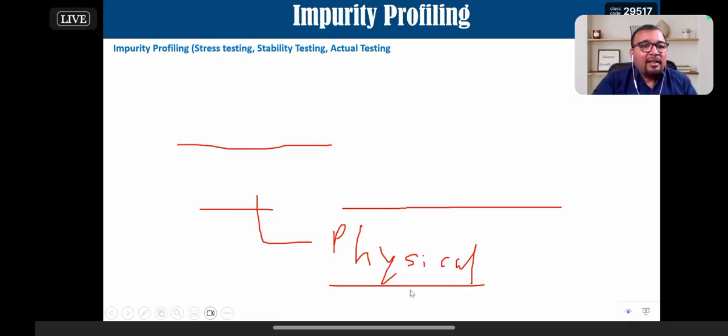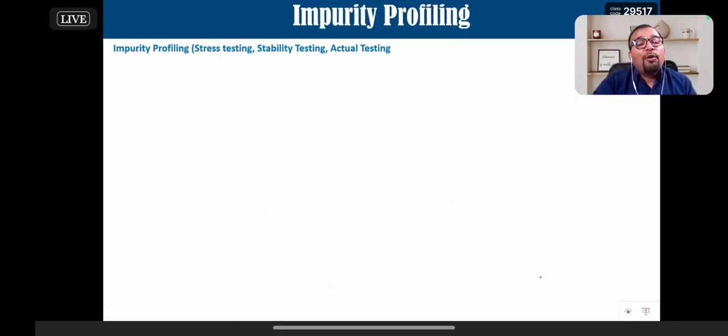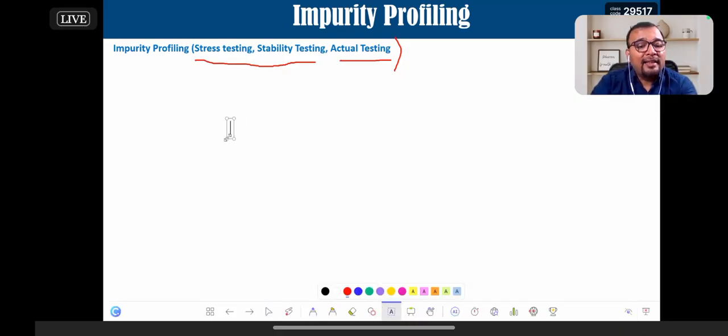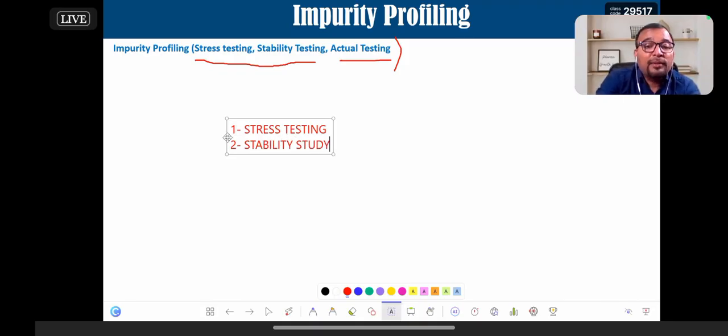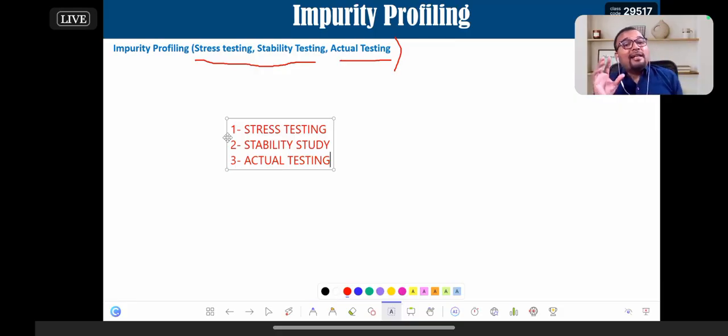And now this is a very interesting point, and I am going to cover now the three important actions. The first one is stress testing, second one is stability testing, and third one is actual testing. See, in the entire lifespan of the product, what happens first? What do you conduct first? You first conduct the stress testing or degradation study, yes or no? Then you conduct stability study. And finally, once you have the product launch, you conduct the release testing or actual testing. So these are the three important stages of any product under development. You conduct stress testing or FD, then stability study, and then the actual testing.